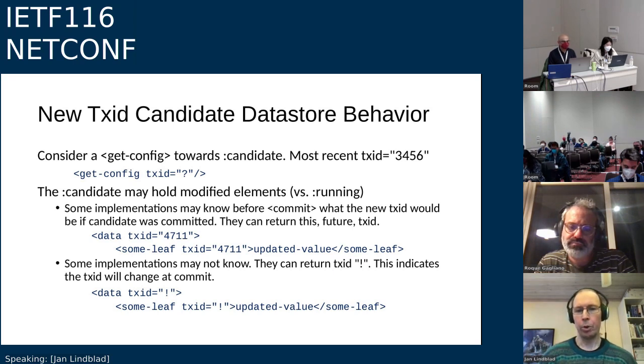Either you have a mechanism that can foresee what the transaction ID would be for those elements in the future, and then you can return that value. Or most implementations might not know what the transaction ID will be in the future, and they can return this special value '!'. So that's what we added.